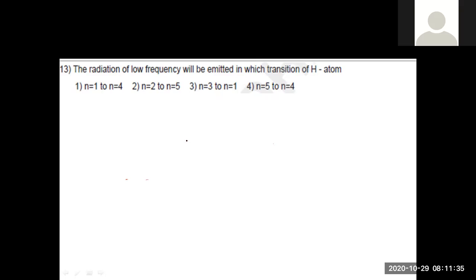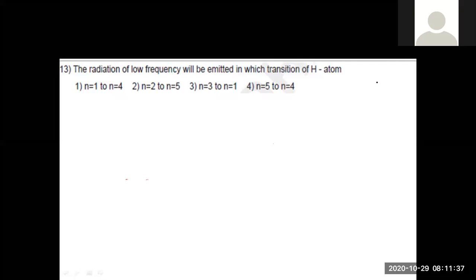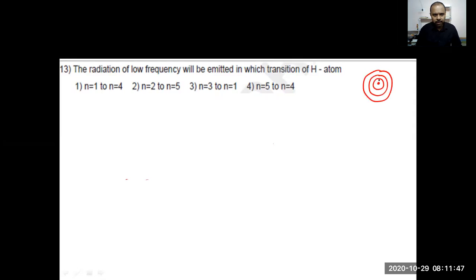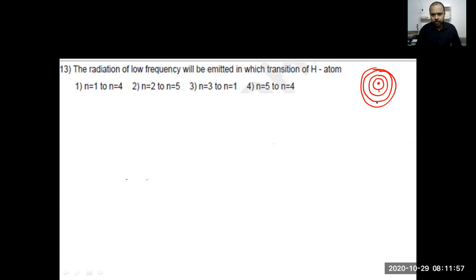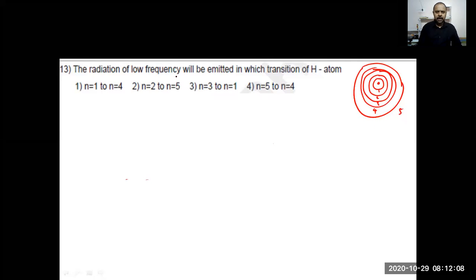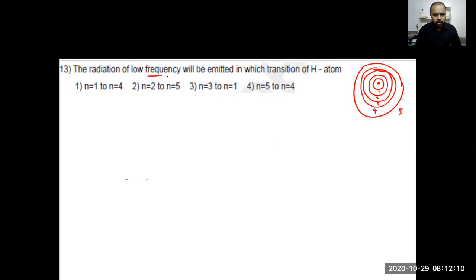Now let me write the atom here. This is the nucleus. Fourth energy level. Fifth energy level. 1, 2, 3. This is 4. Let me draw one more. This is 5. Now they're asking, low frequency corresponds to low energy.